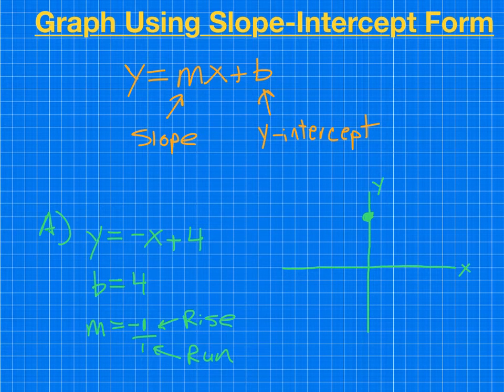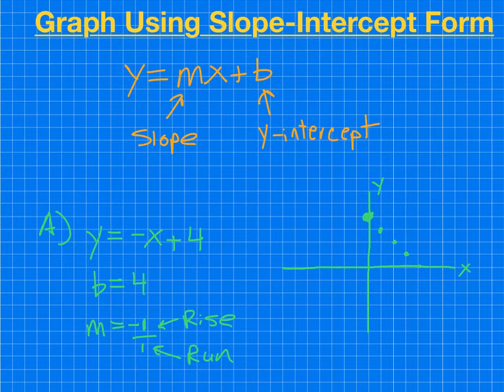And I can use the slope to find a bunch of other points. Now if my rise is -1, that means I'm going to go down 1, and my run is positive 1, that means I'm going to go to the right 1. So down 1, right 1, down 1, right 1, and we can keep going.